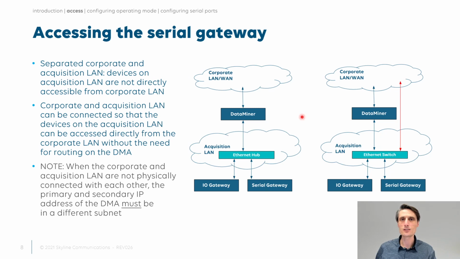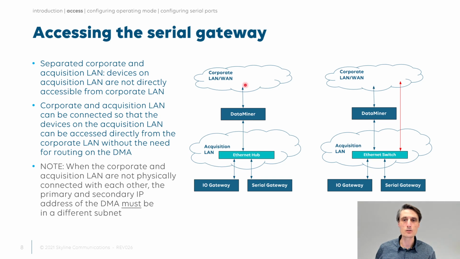To be able to connect to it, we have to take into account that you might have a DataMiner agent which is connected to two different networks. Typically I am connected to the corporate network and entering the DataMiner system from the northbound here. Southbound, we are connecting to all the equipment on the acquisition or technical network. If your serial gateway is over there, you need to make sure that you have access over there.